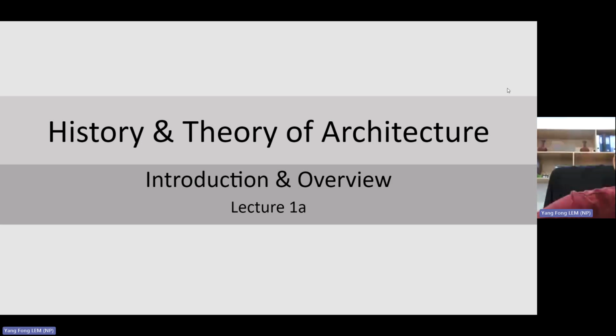What we're going to run through today: firstly, an introduction and overview. Then we'll run through the interface for Brightspace, where to find the information, and the assignment structure.